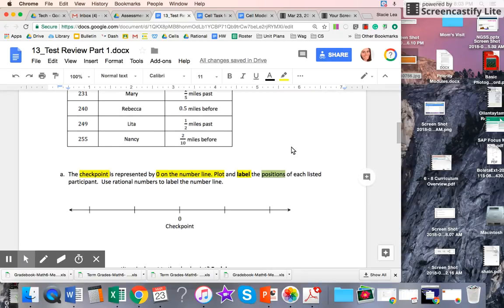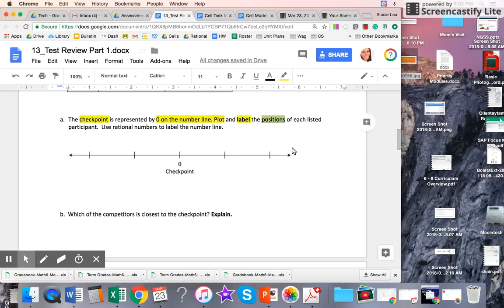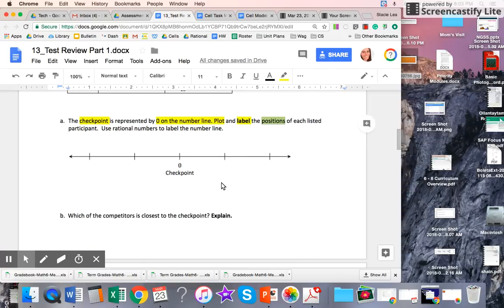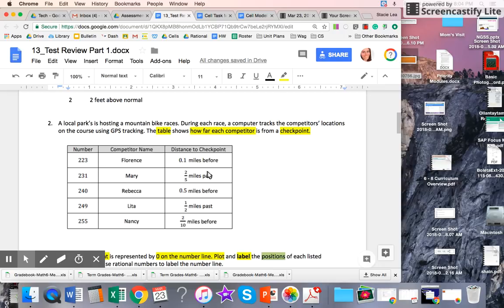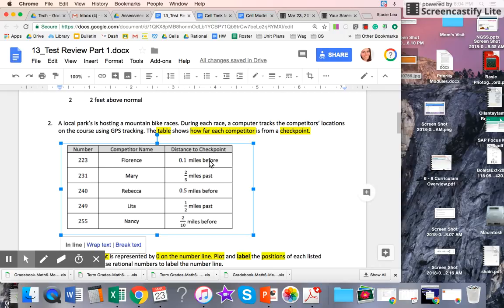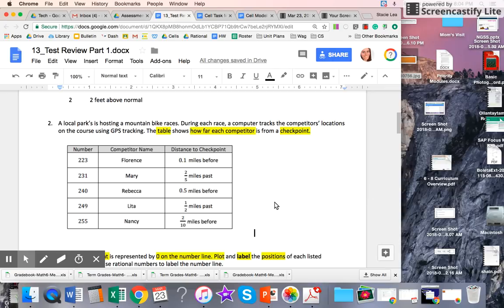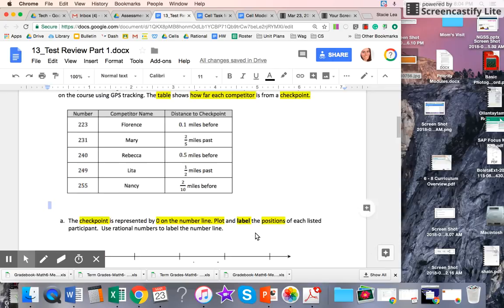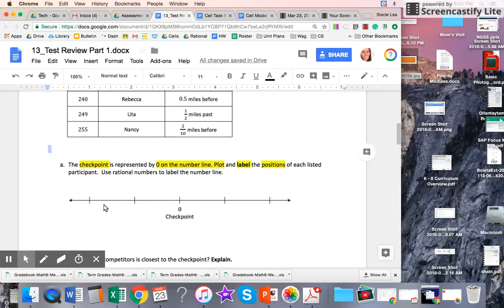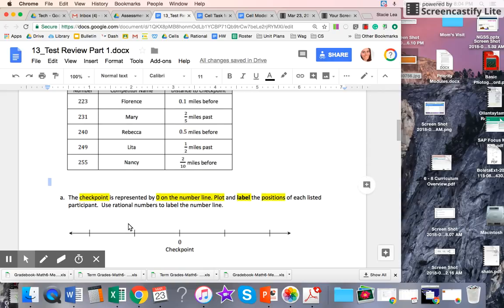Okay, so let's take a look at our number line here. We don't know what scale we need. If I was capable of it, I would highlight, but this is a picture, so I can't. I would do that because it helps me make sense of my problem. If we look down here, if something is before the checkpoint, it's going to be negative.